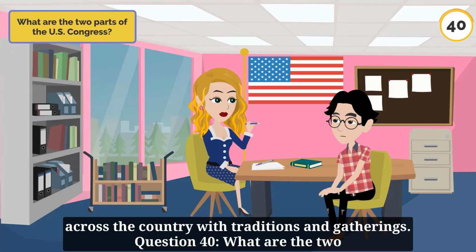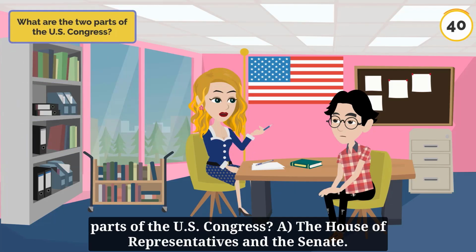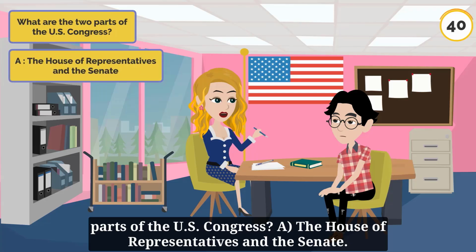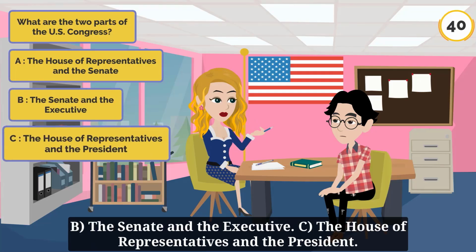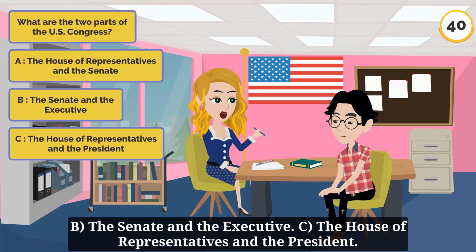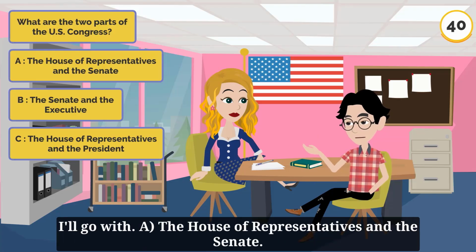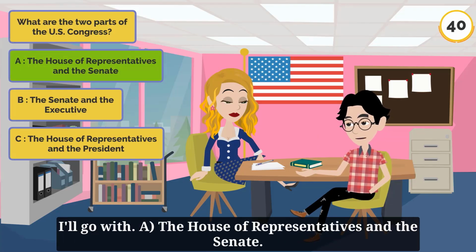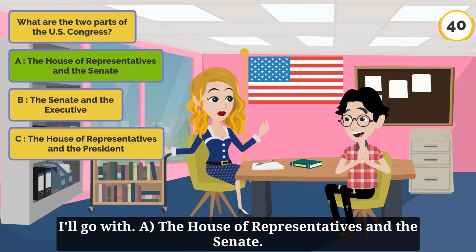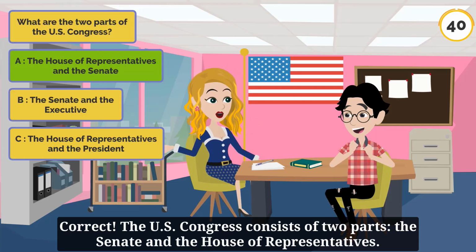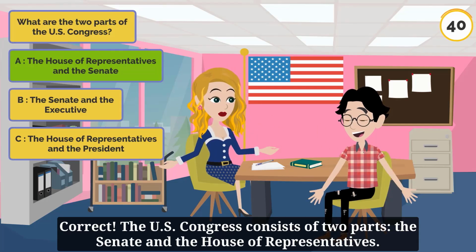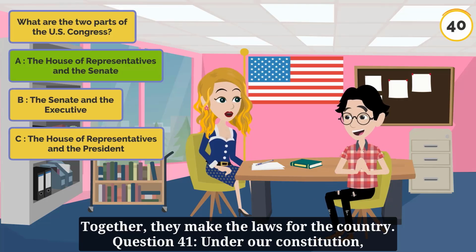Question 40. What are the two parts of the U.S. Congress? A. The House of Representatives and the Senate. B. The Senate and the Executive. C. The House of Representatives and the President. I'll go with A. The House of Representatives and the Senate. Correct. The U.S. Congress consists of two parts, the Senate and the House of Representatives. Together, they make the laws for the country.